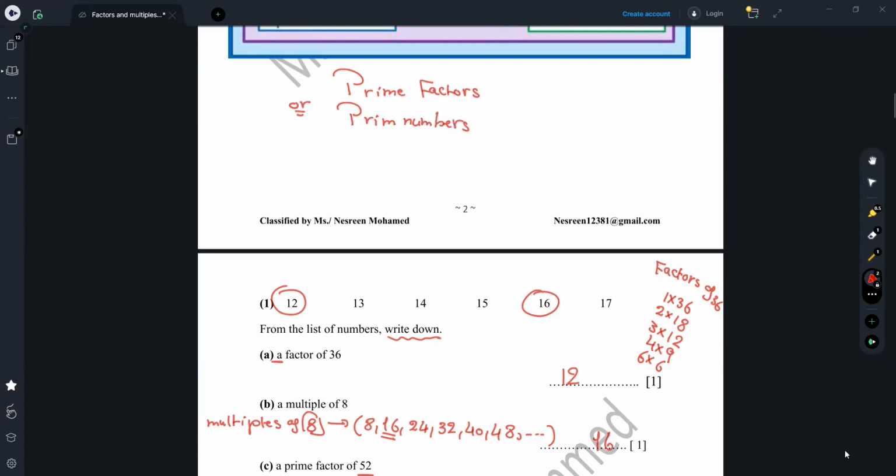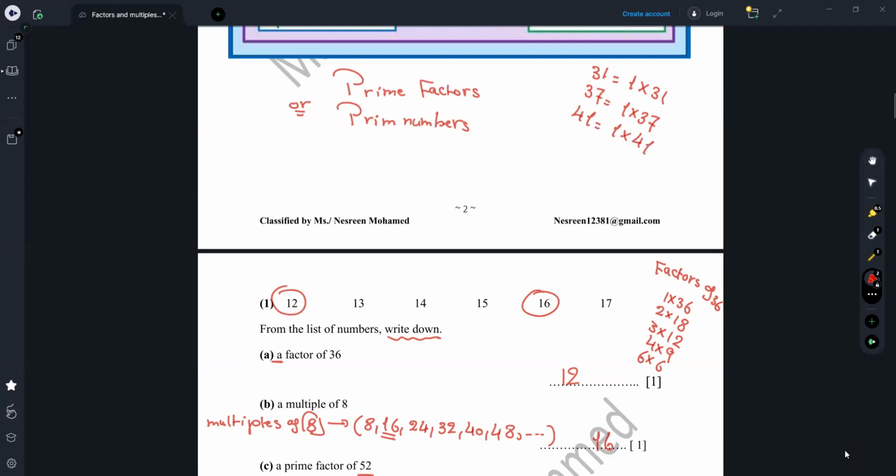Okay? What will we say? The factors here, prime factors or prime numbers. If I give you a number like 31, I am asking you to list the factors of 31. You will say 1 multiply 31. No more factors. To list the factors of 37, you will say 1 multiply 37. To list the factors of 41, you will say 1 multiply 41.